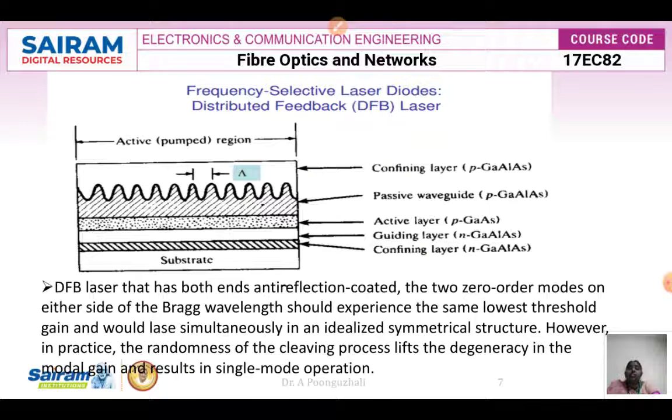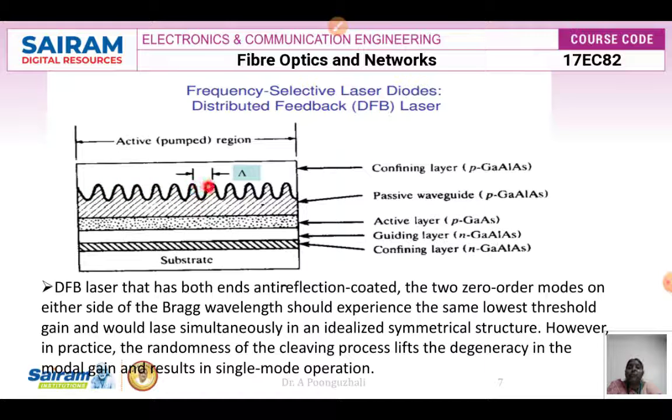So next we are going to go for the frequency selective laser diodes, that is, the distributed feedback laser. In a distributed feedback laser, both the ends are going to be anti-reflection coated, and the two zero order modes on either side of this Bragg wavelength will experience the same threshold gain, and automatically they will lase simultaneously in the symmetrical structure.